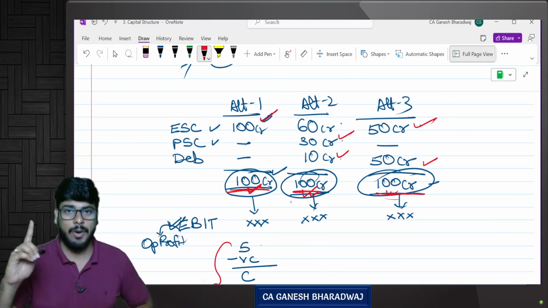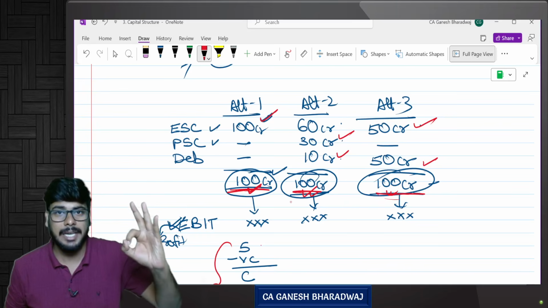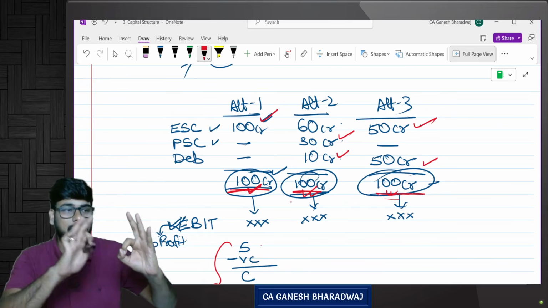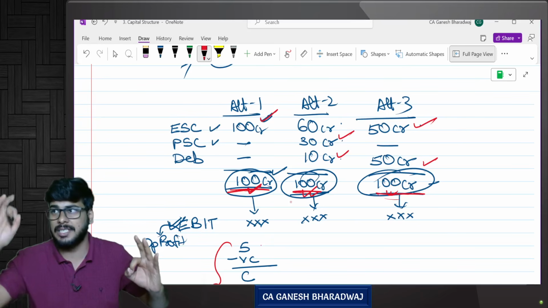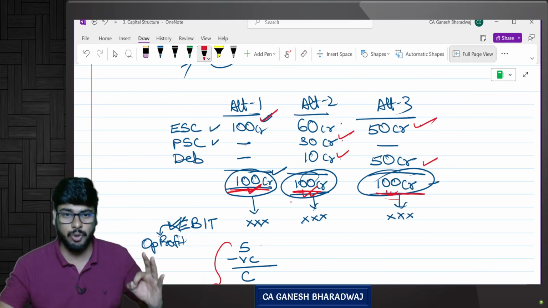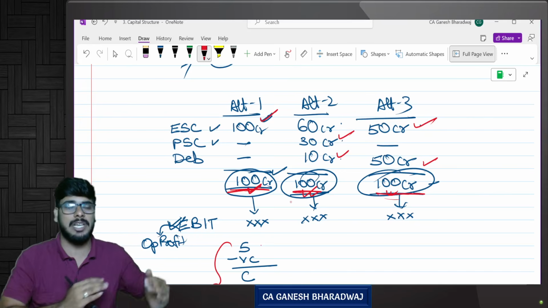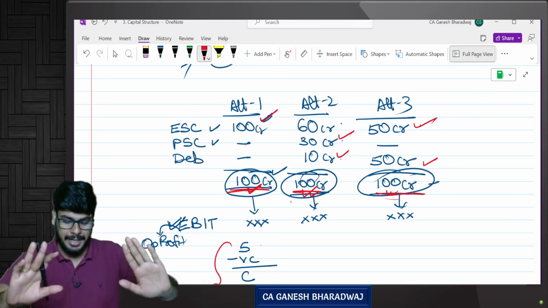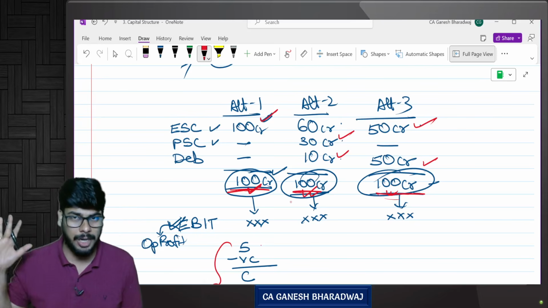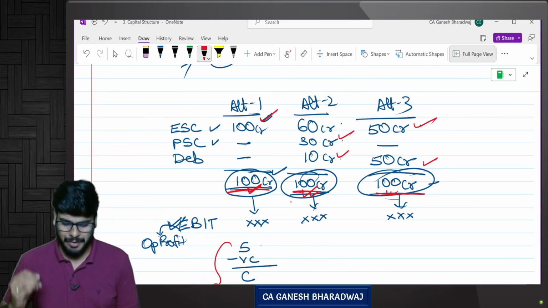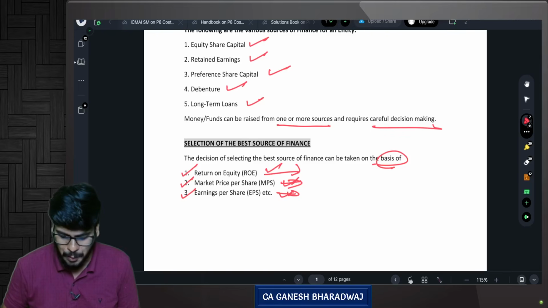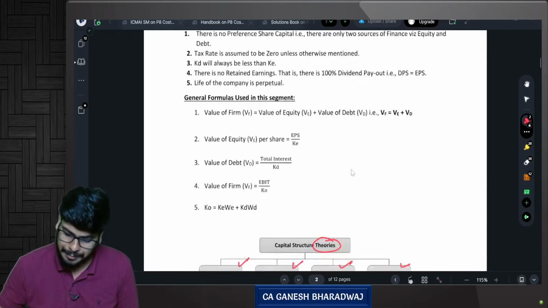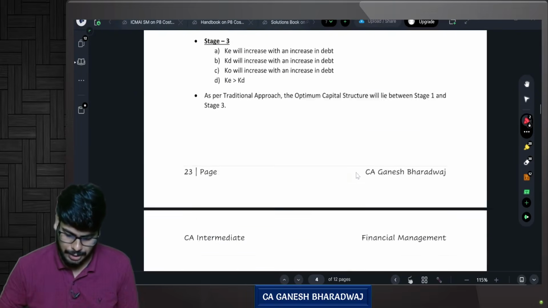So first thing to understand is that EBIT will not change based on your source of finance. That is, capital structure, which is a source of finance, will not impact your EBIT. It will only impact your components that come after the EBIT. Fine. This is a very, very important thing that you need to understand. Now, with this, let's directly jump into one question and let's quickly finish it off. So please take the first question.